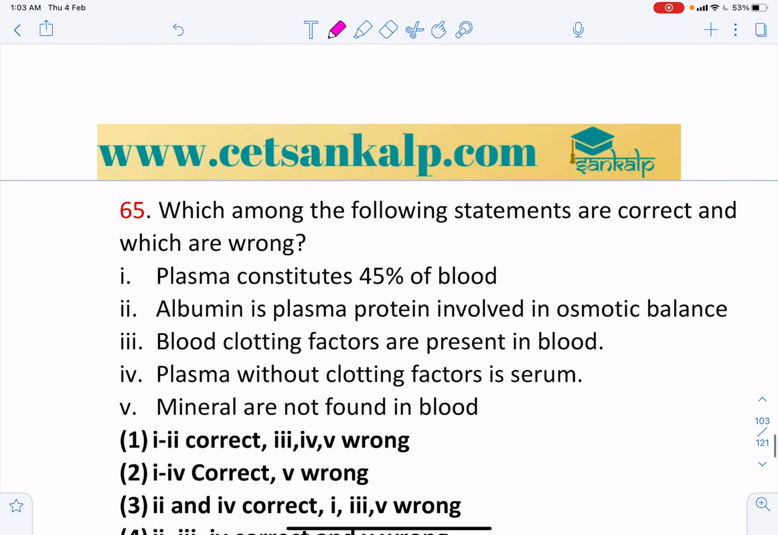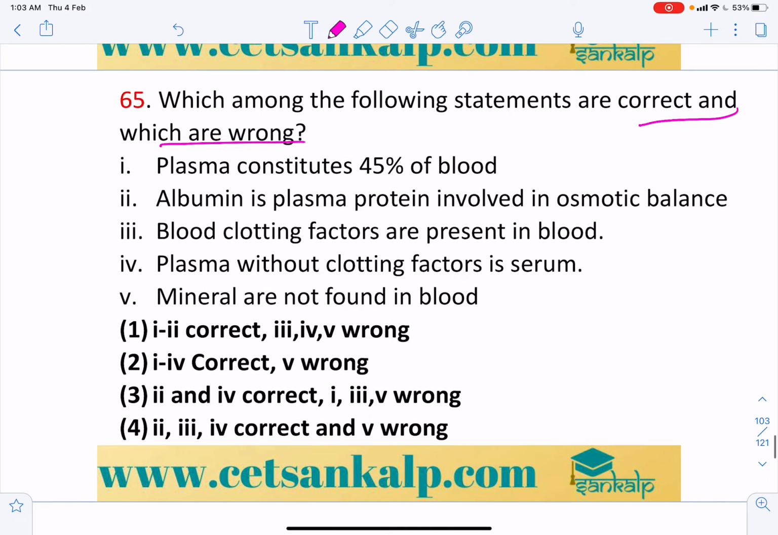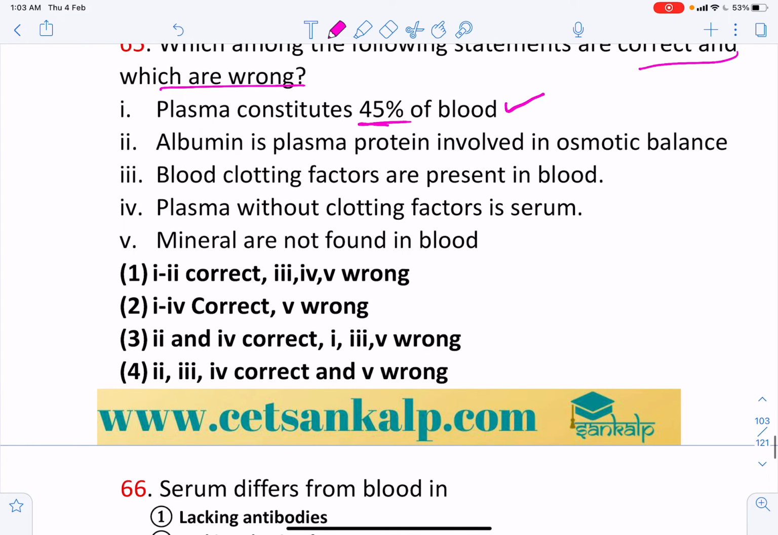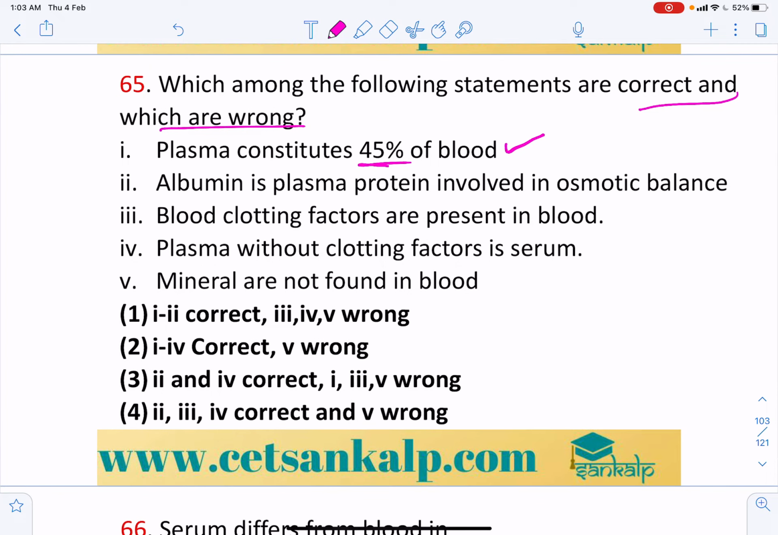Next, which among the following statements are correct and which are wrong? So in this case, let us take this. Plasma constitutes 45%. What is it? Here we should say which are correct and which are wrong. So let us take that the first is correct. Let us write here on this side correct and incorrect. So 1 is correct, and then albumin is a plasma protein that is involved in osmotic balance. That is also correct, as we discussed, right?